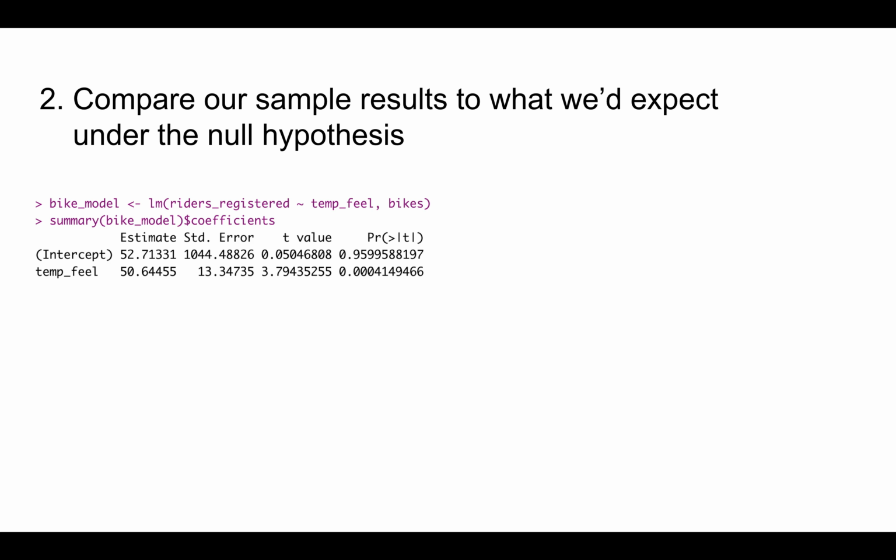Now, before moving on, notice that this test statistic and p-value for our test of an association between ridership and temperature are reported right in our model summary table. First, notice that the t-value column is the result of dividing our coefficient estimate by its standard error. That is, the t-value column reports our test statistic. Our sample estimate is 3.79 standard errors above 0.